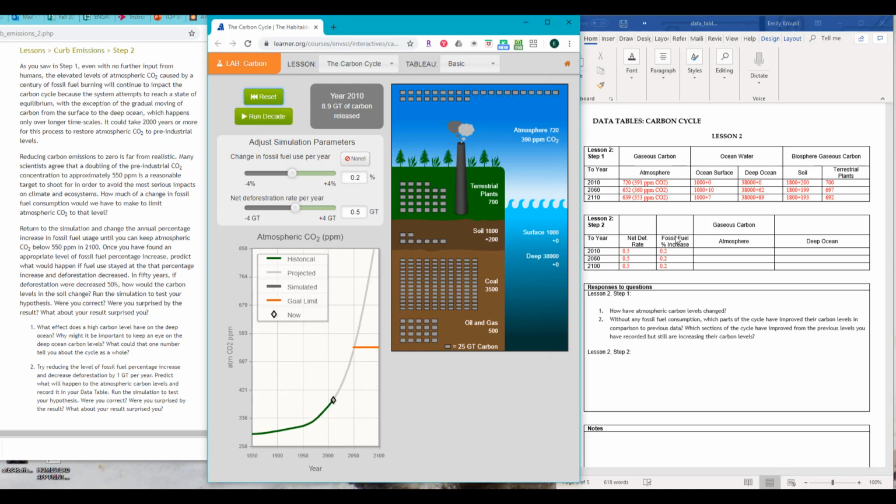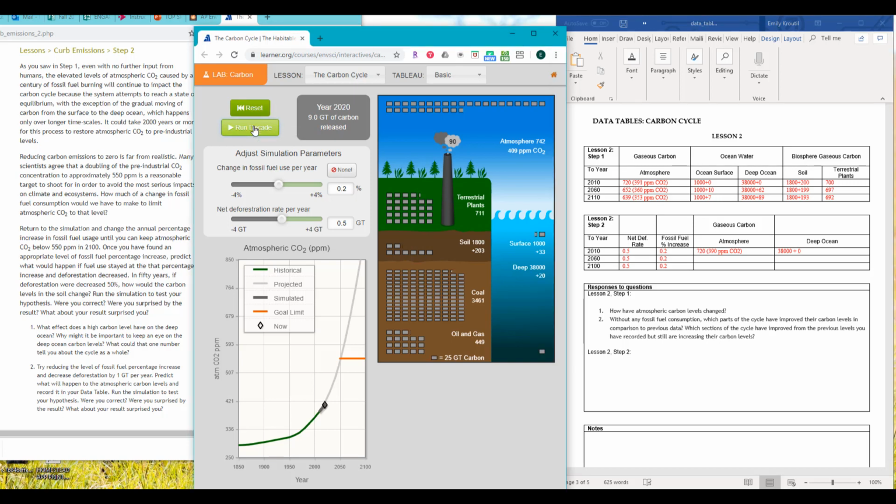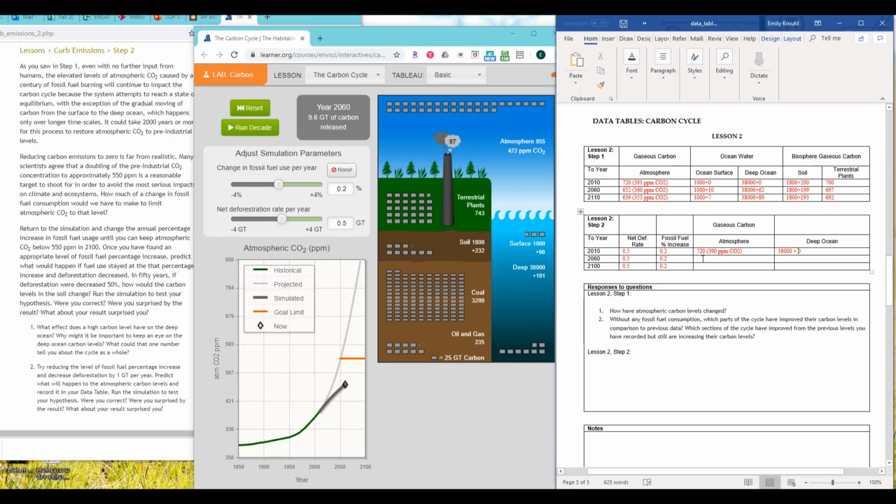Okay, so I'm going to reset this. I'm at 2010. My atmospheric carbon is 720 with 390 ppm CO2. And the deep ocean is 38,000 plus 0. Excuse me. Now I'm going to run to 2060. We're going to be at 855, 472, and then let's do it one more time.